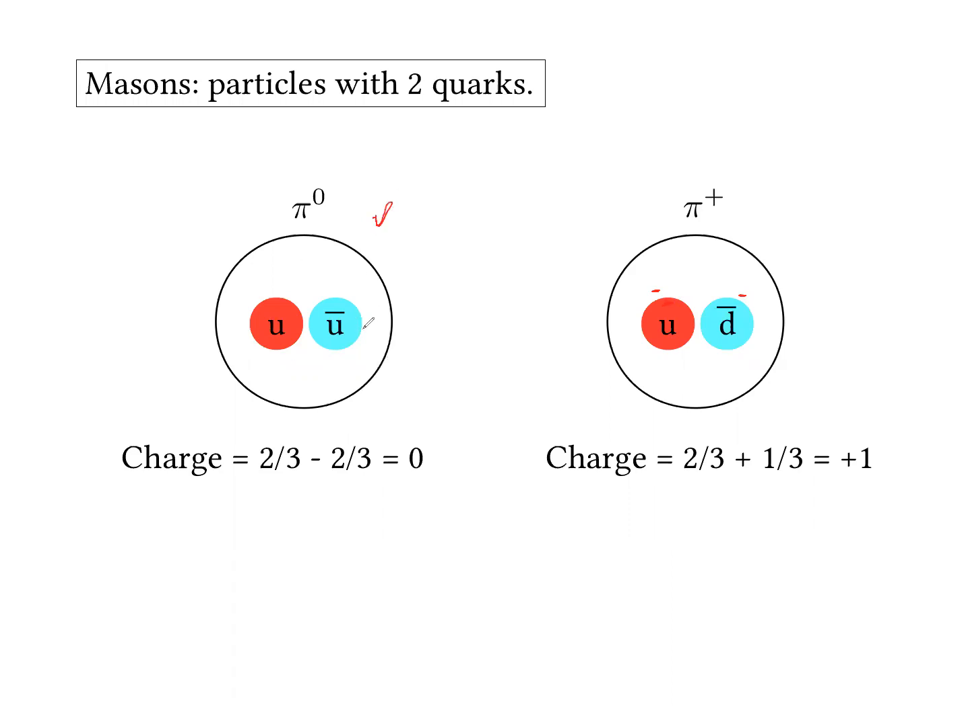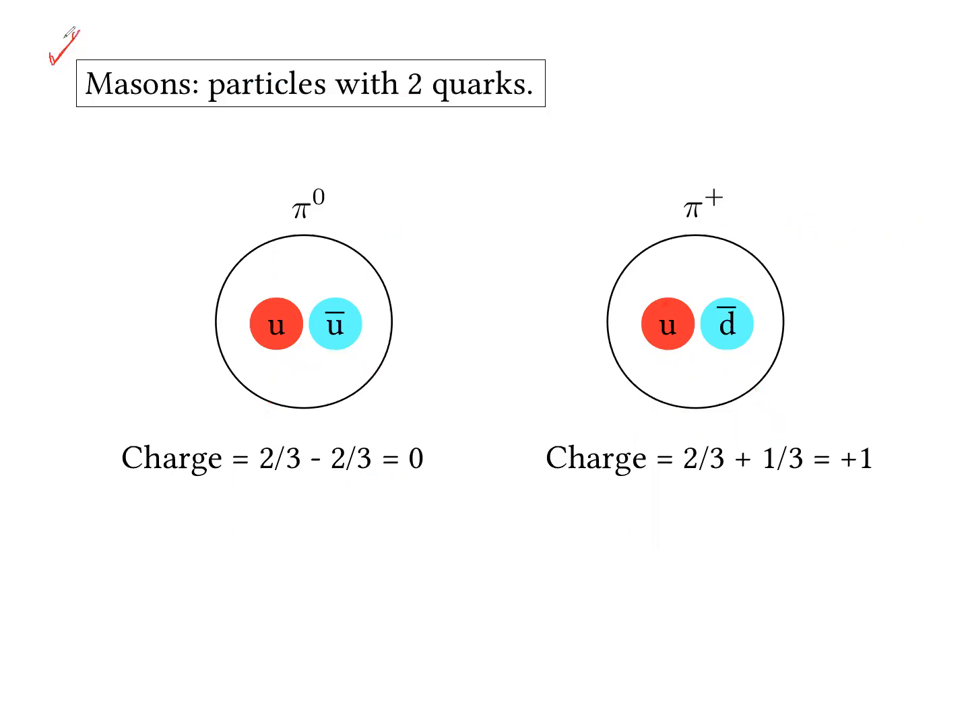This is the pi 0, which is made up of two particles, and this is the pi plus, which is also made up of two particles, but these are the same particles. This charge is 2/3, this is minus 2/3, and this is 2/3, and this is anti, so it is plus 1/3. The charge of the down is minus 1/3, and the anti-down is plus 1/3. So the charge becomes opposite. This is the pi plus charge. So these are called mesons.